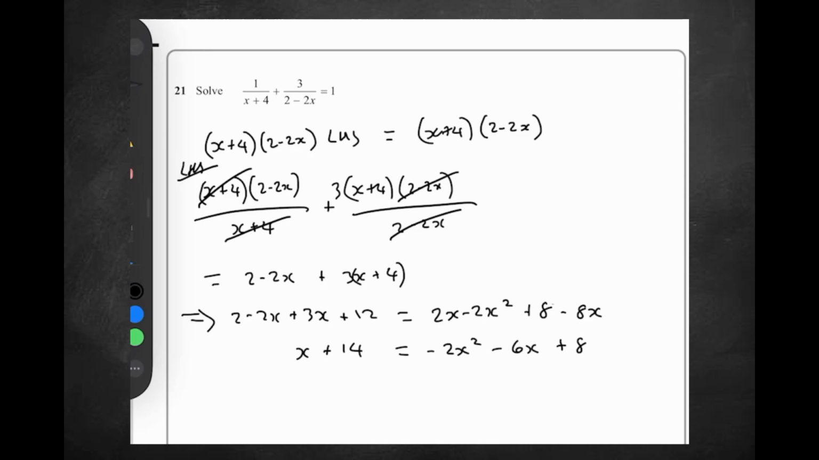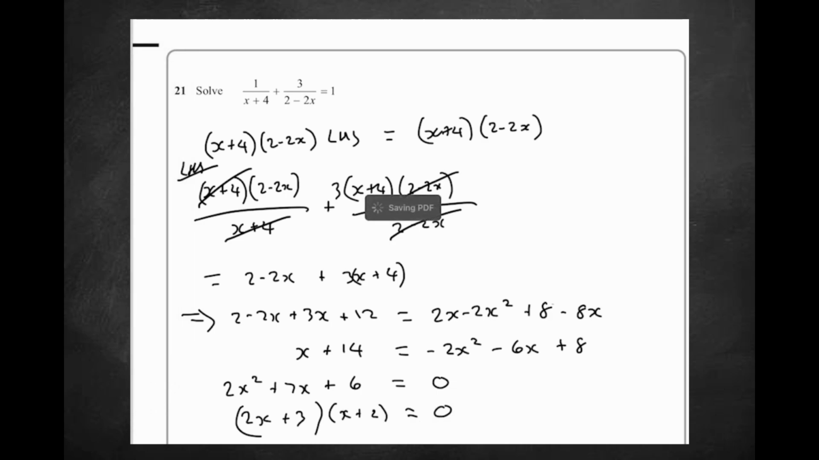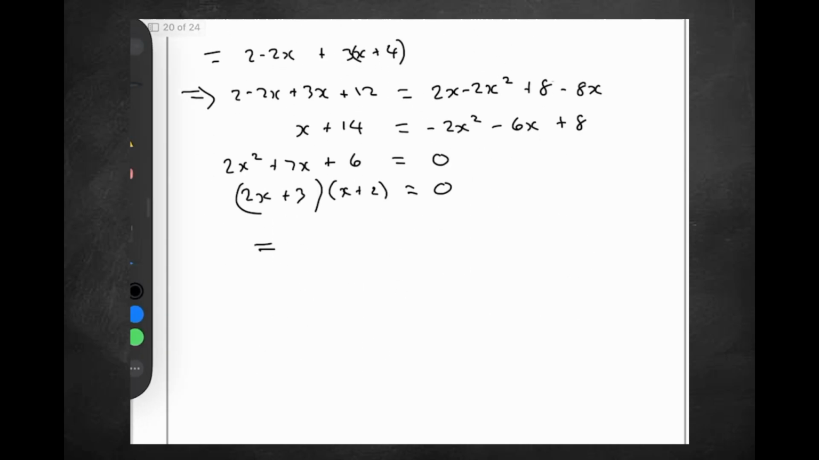Let's bring this all into one equation. So we're going to get 2x squared plus 7x plus 6 equals 0, which you can factorize into (2x plus 3)(x plus 2) equals 0, which means 2x plus 3 equals 0 and x plus 2 equals 0 are solutions. Therefore, x equals minus 1.5 and x equals minus 2.